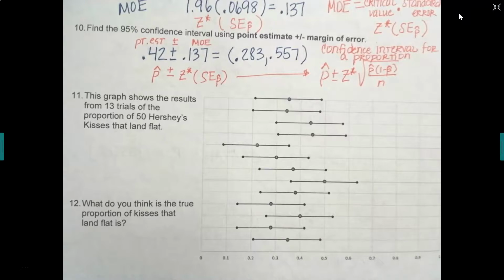What I want you to think about is, take a second and look at this. Pause the video. What do you think the true proportion of your Hershey Kisses that land flat is? So we have a 95% confidence interval. That means after many, many samples, if we create a confidence interval on each of them, 95% of those confidence intervals should capture the true population proportion of Hershey Kisses that land flat. I don't have many, many samples. I've got 13.